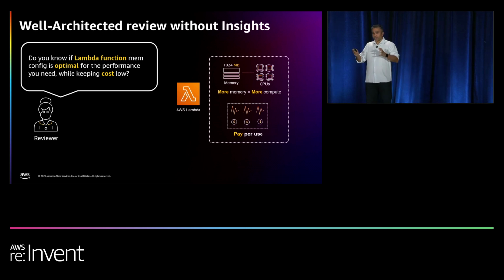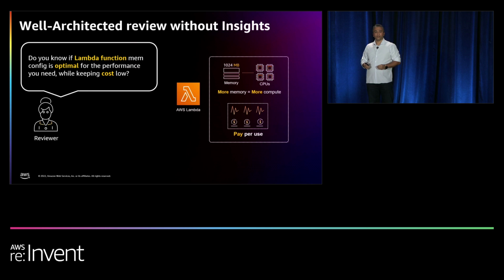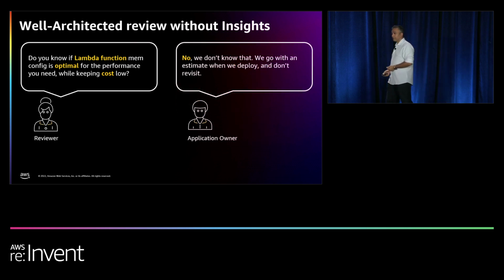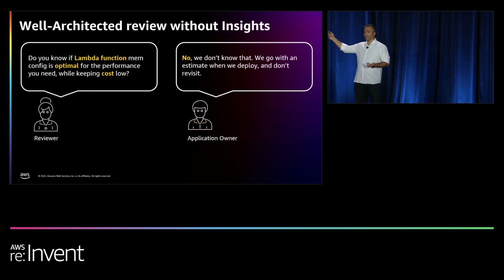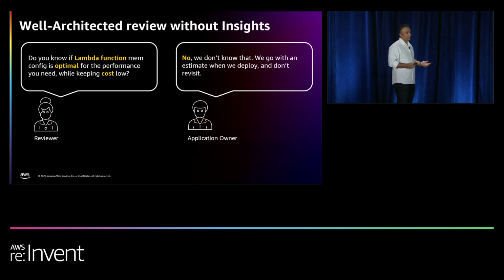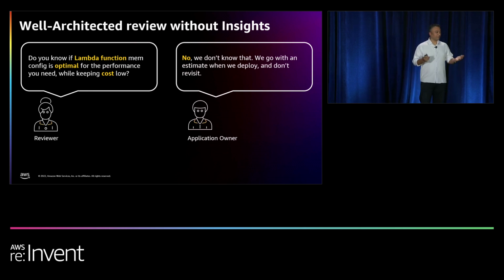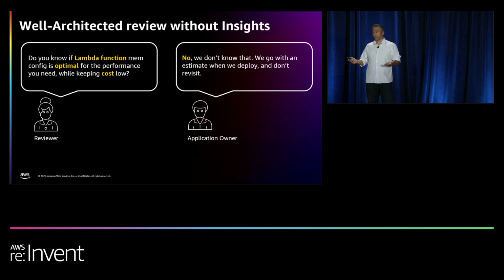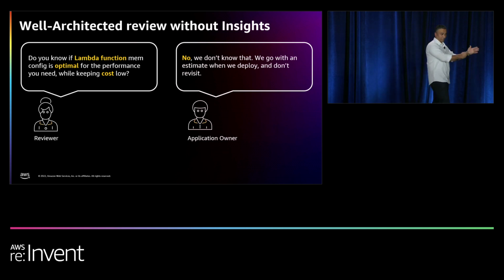So it's not a straightforward answer on what memory config you should use for a given workload. It takes some effort, some baselining to figure that out. It's not uncommon in this situation for an application owner to provide this kind of an answer. No. When we launched the Lambda function, we evaluated the need and picked a memory size, but we haven't touched it since then. The workload may have evolved, the code might have changed, but we're still continuing to use it with the same original memory size. Not a great answer, but it's not uncommon.